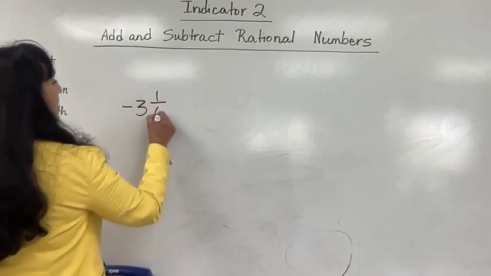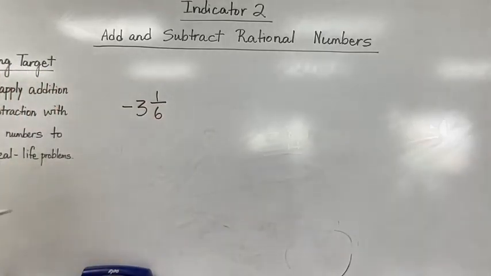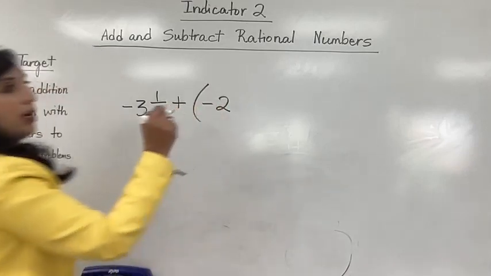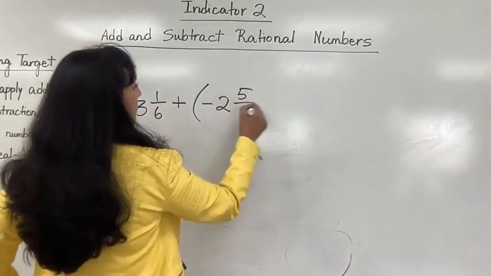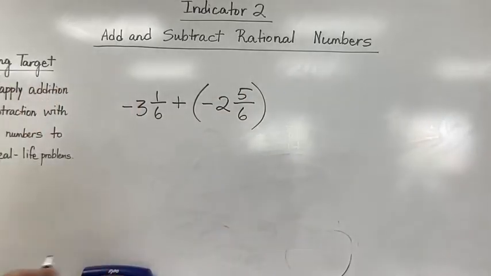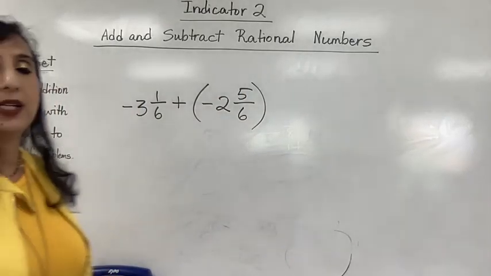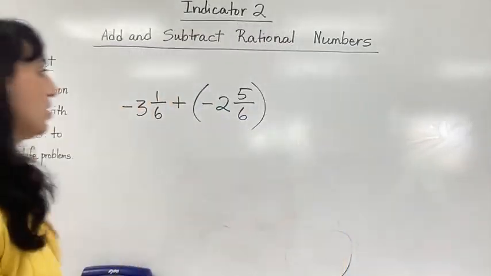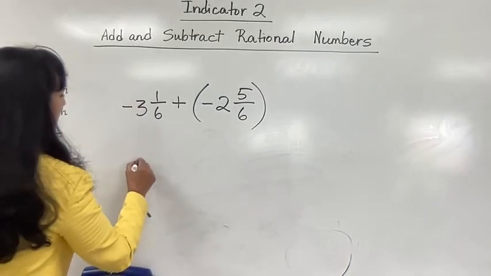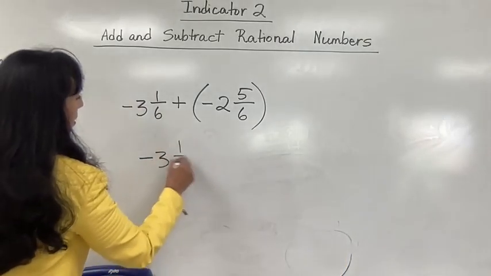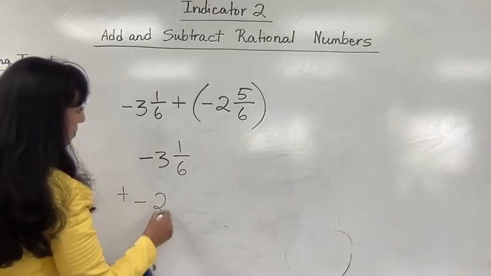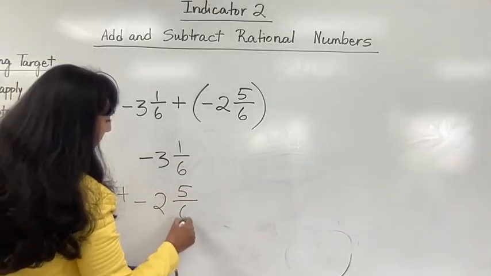Negative 3 and 1/6 plus negative 2 and 5/6. All right. Now, you can do the improper fraction method, but it's always easy the other way also. So let me just show this to you. And I have negative 3 and 1/6, and I have negative 2 and 5/6.